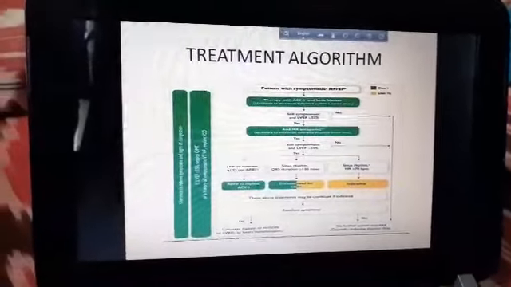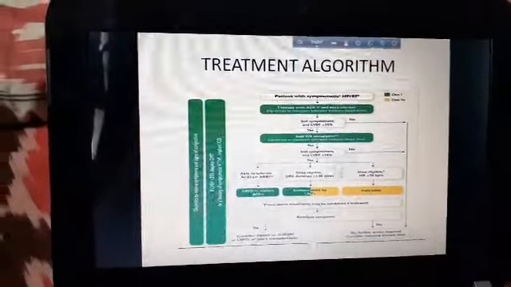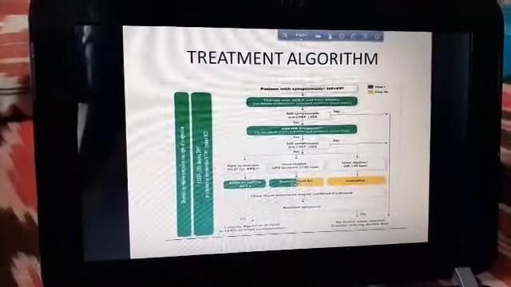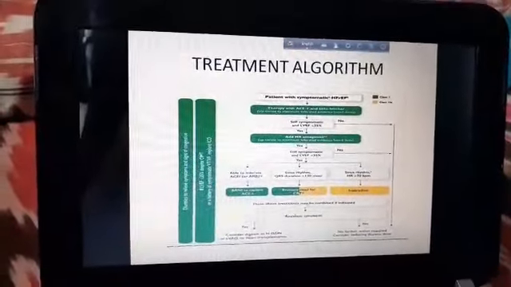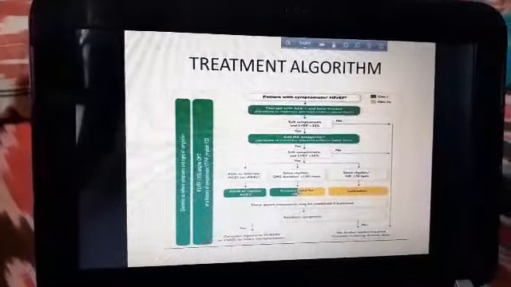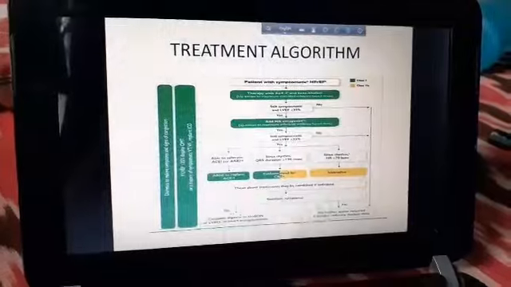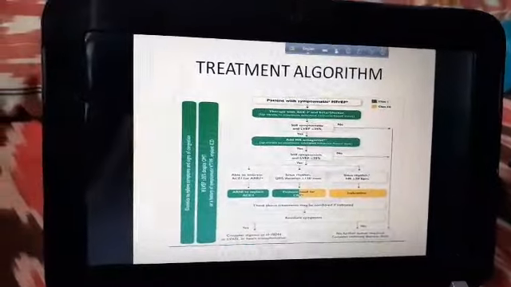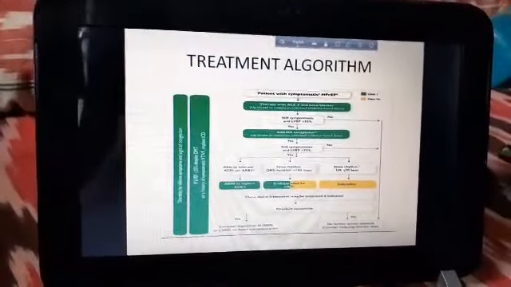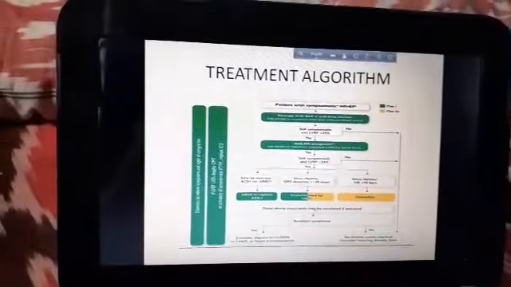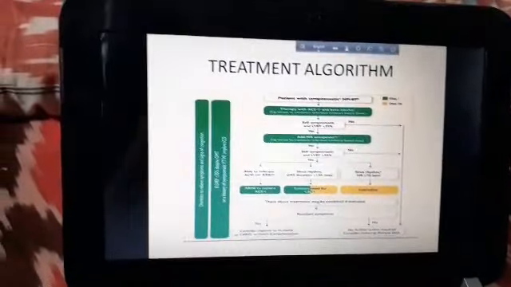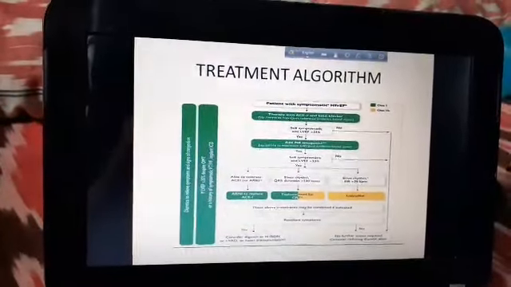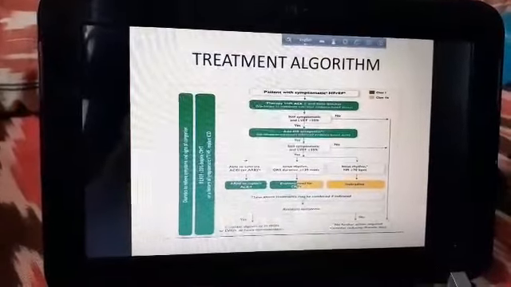NYHA class 2 means feeling symptoms or respiratory distress at normal activity. NYHA 3 means feeling symptoms at less than normal activity, that means walking a few meters can cause respiratory distress. And stage 4 is dyspnea or respiratory distress even at rest. So dyspnea at more than normal activity is stage 1, at normal activity is stage 2, at less than normal activity is stage 3, and dyspnea at rest is stage 4. Stage 4 is the acute situation when cardiac output is significantly low, where perfusion is low. So in stage 4 we have to avoid the beta blocker.